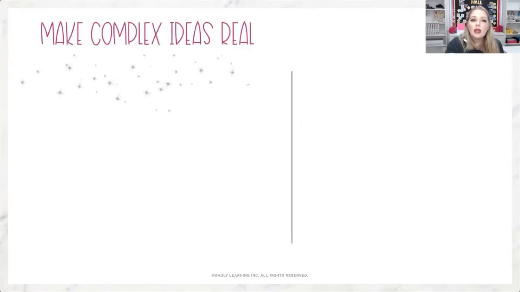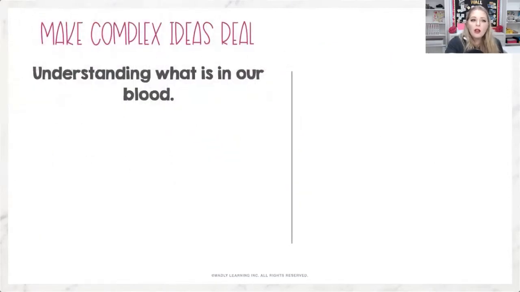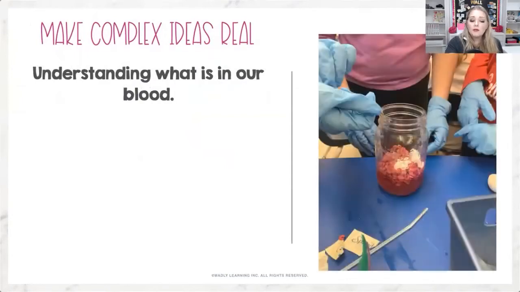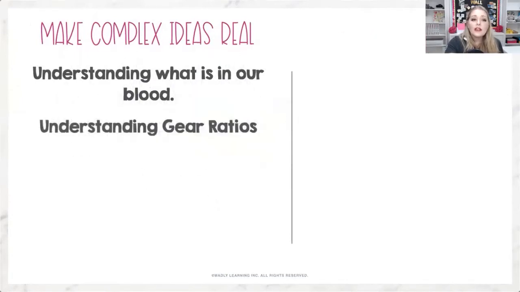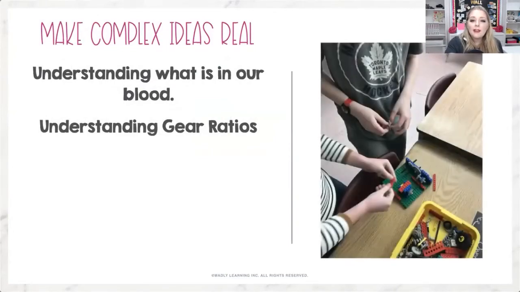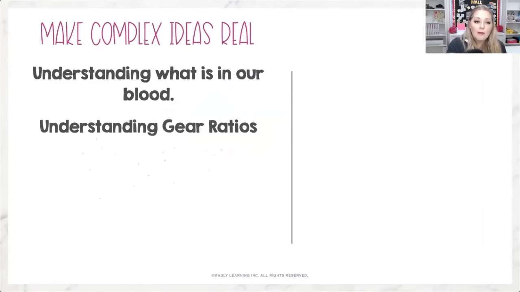So what are some ways that we can make complex ideas real? Well, if we're looking at how we understand what's in our blood, we can make it. If we are trying to understand gear ratios, which is complex, we can get them to play around with Lego gears, and see what happens when we go from a big gear to a small gear and a small gear to a big gear, making windmills and seeing which gear ratio moves that windmill faster, which gear ratio moves the windmill slower. Instead of just having them read about gear ratios, test it, figure it out, and then make knowledge and learning happen.